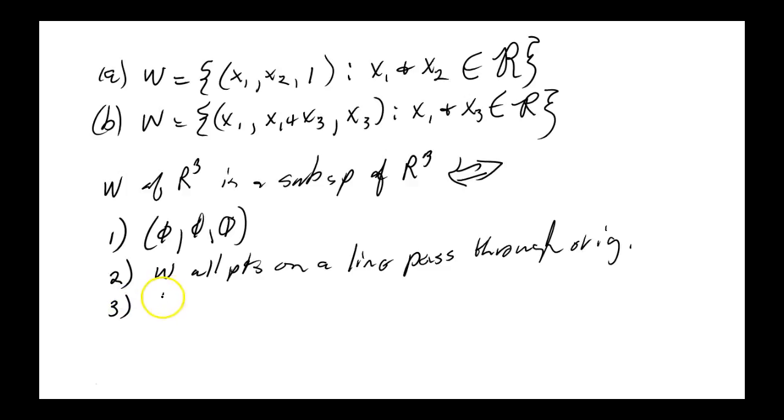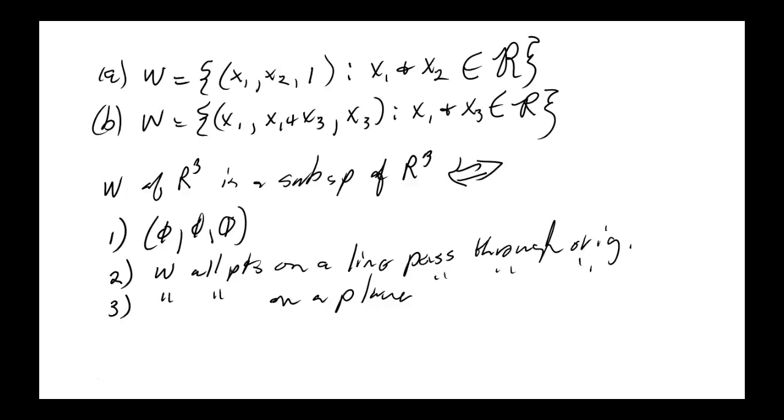Or, like we just saw, W is all points on a plane that passes through the origin. Any plane that doesn't is a subset of R3, but not a subspace of R3. Again, all points on the plane, because it's a non-empty set. It contains a zero vector, if it passes through the origin, it has to. And then you add any two of those together, you will get points also on that same plane, and multiply any point by a scalar, and you'll get another point on the plane.